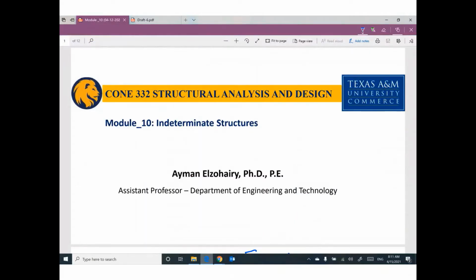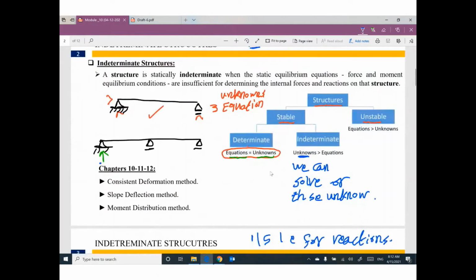Okay. Last meeting, we started a new topic dealing with indeterminate structure. And I explained the meaning of indeterminate structure. Indeterminate structure means the number of unknowns is greater than the number of equations. If this is the case, we cannot solve for unknowns. We cannot solve for reactions. Mathematically, we cannot. If you cannot solve for reactions, I cannot solve for axial force, shear force, and the bending moment diagram, the internal forces.